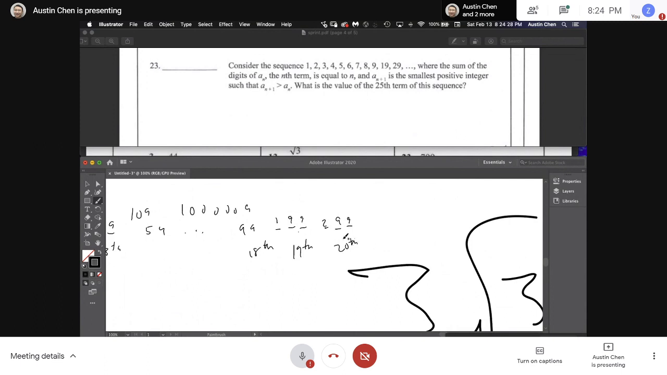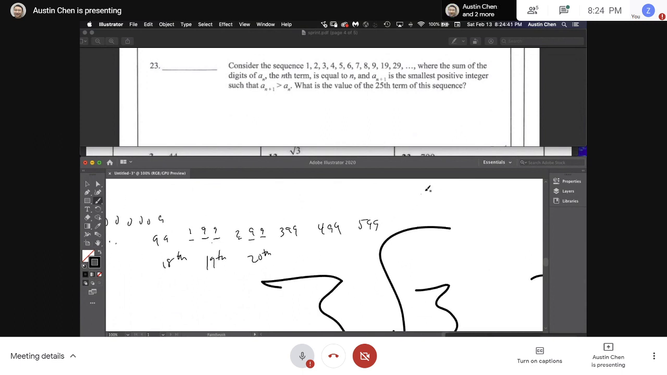But you see that this will keep on going. It's going to be 99, 199, 299, and then 399, 499, 599. We can just keep on going like this until the 25th term, and that is going to be 799. We know that because this sums to 25. So then this is going to be our answer.